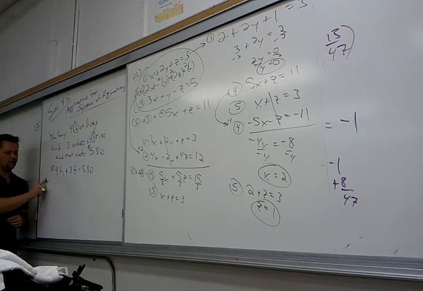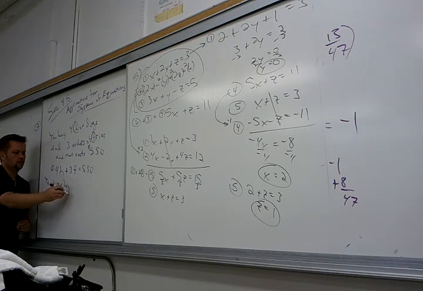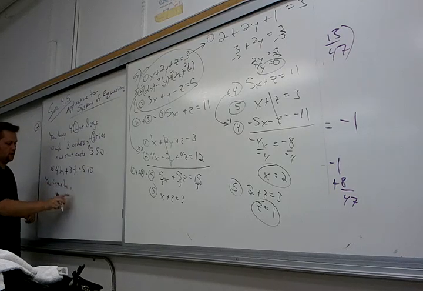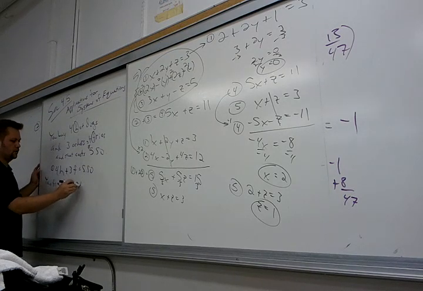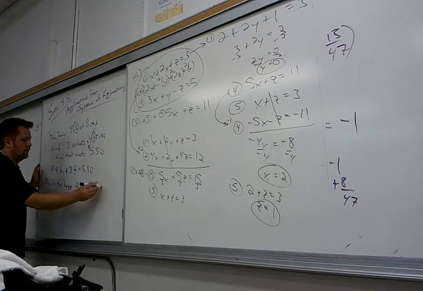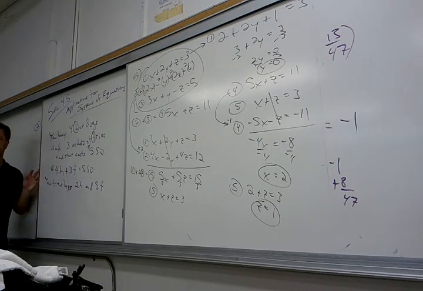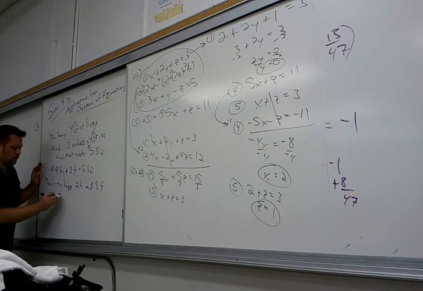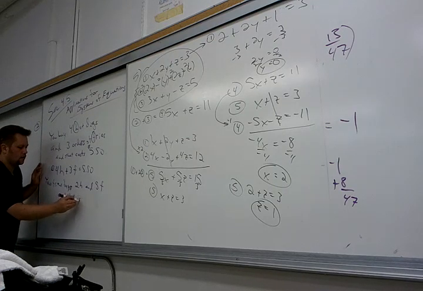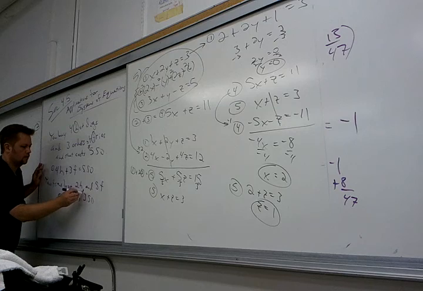So what if your friend buys 2 hot dogs and 5 orders of fries, and that's $3.50.